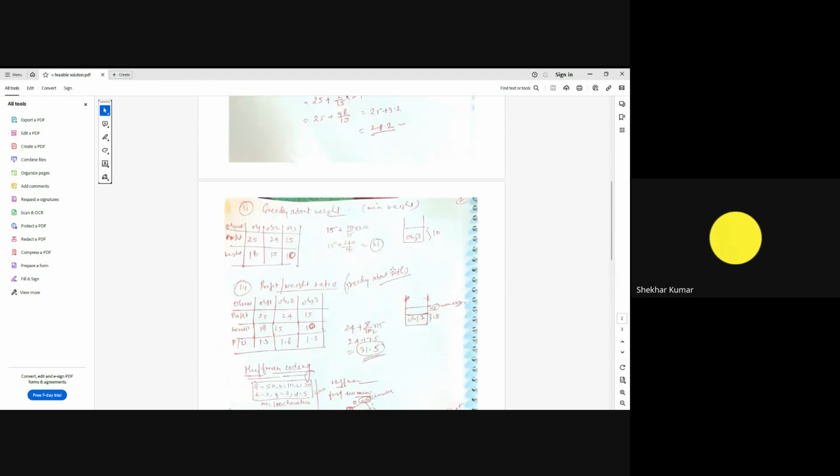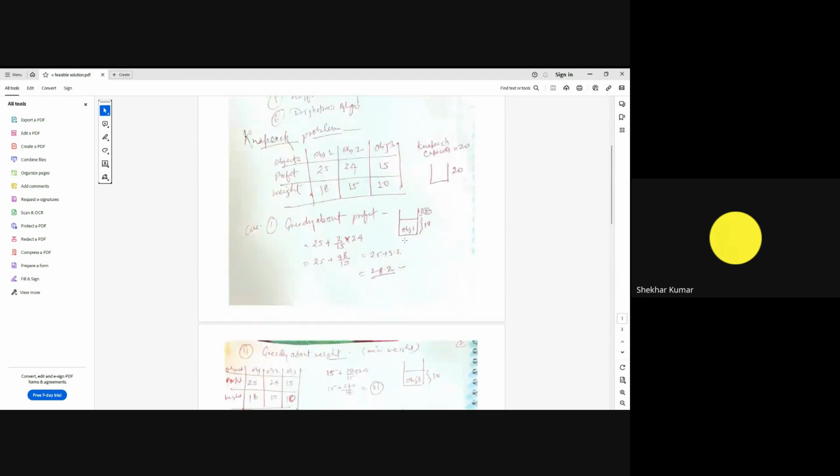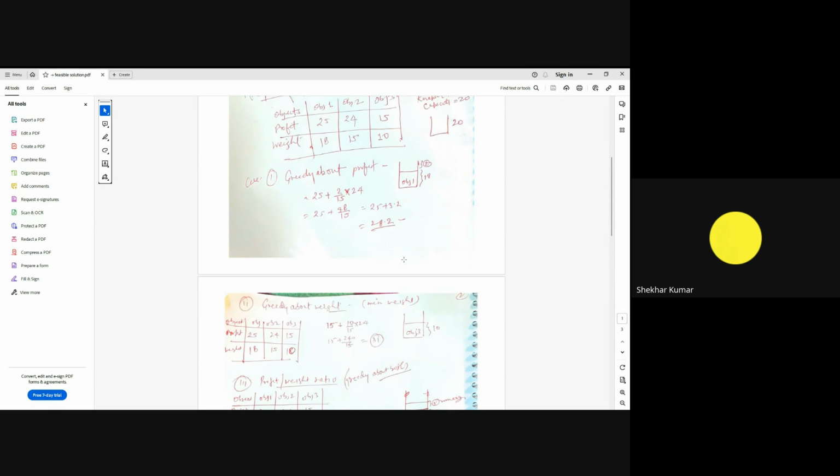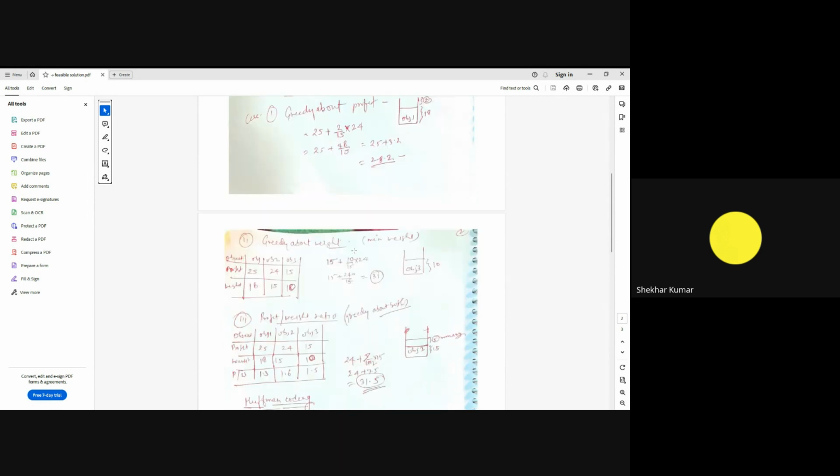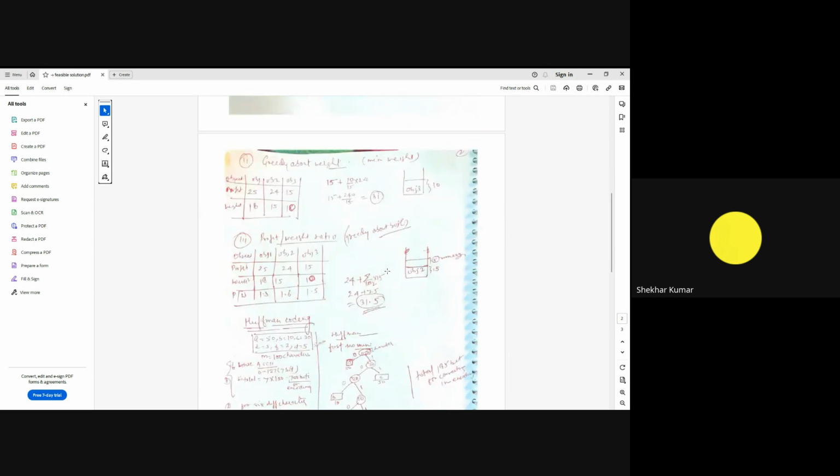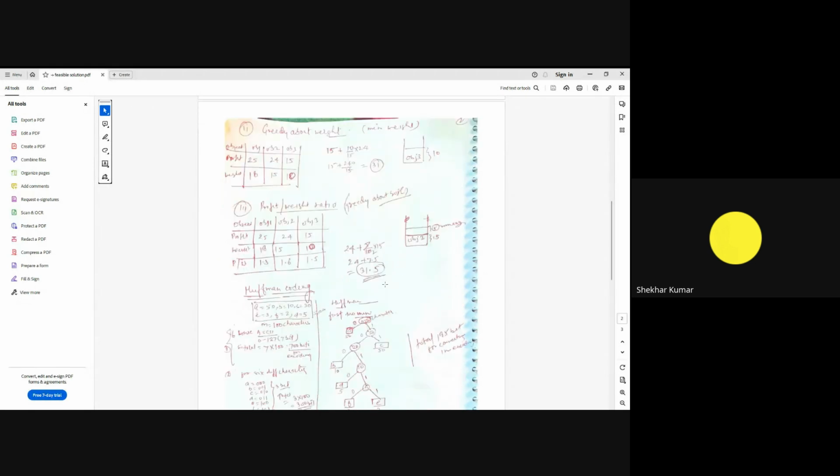In case one, when we are greedy about the profit, the maximum profit value is 28.2. When we are completely greedy about weight, the maximum profit value is 31. And when we are greedy about both the profit and weight ratio, the maximum profit is 31.5. Okay, is it clear to you? We have discussed all three cases.